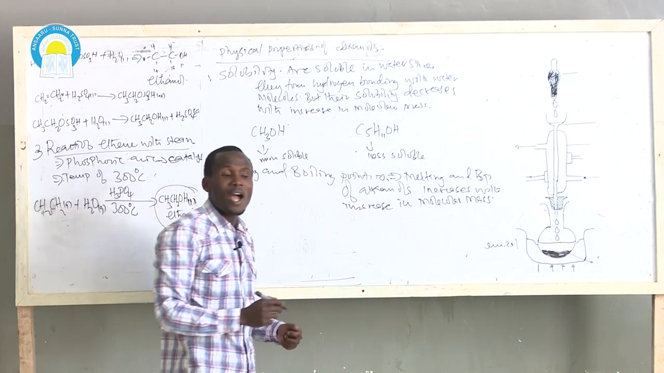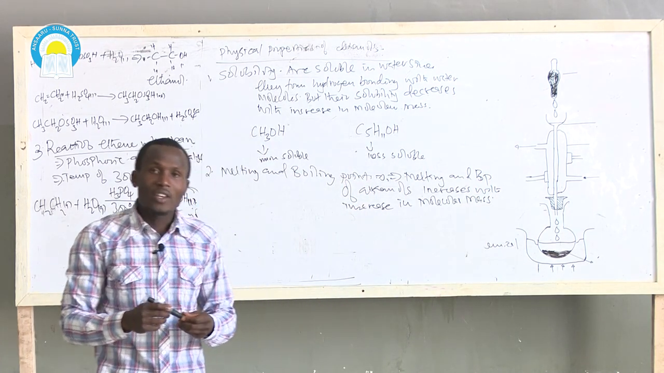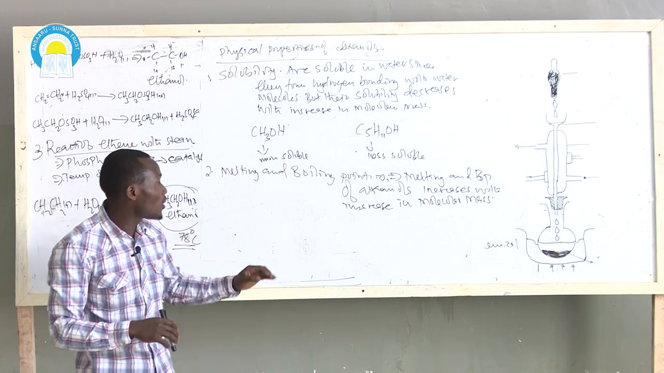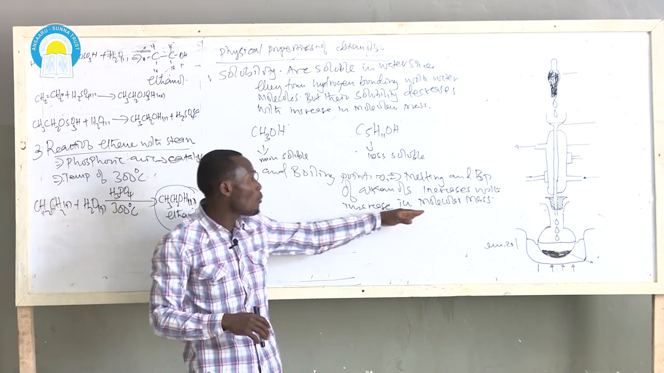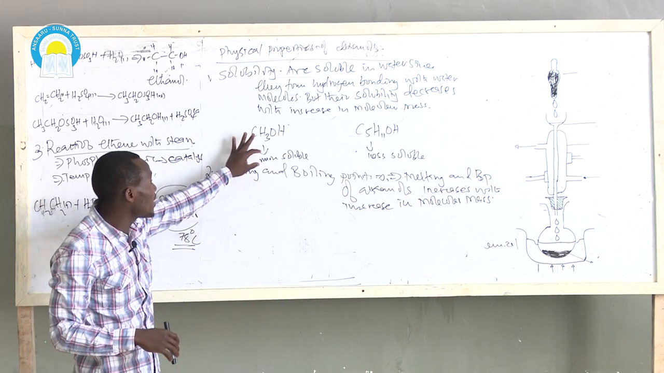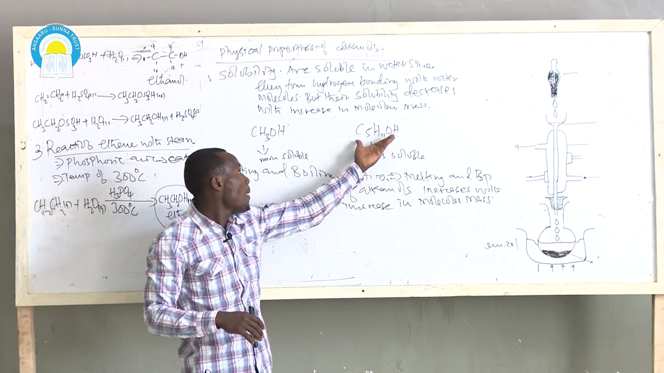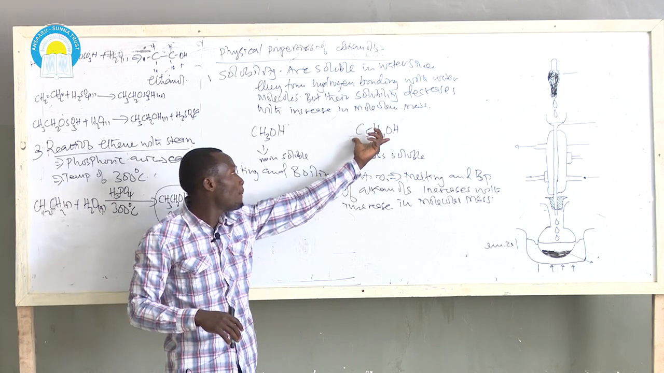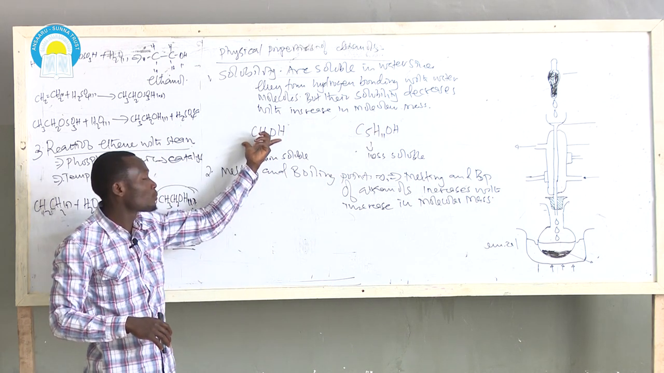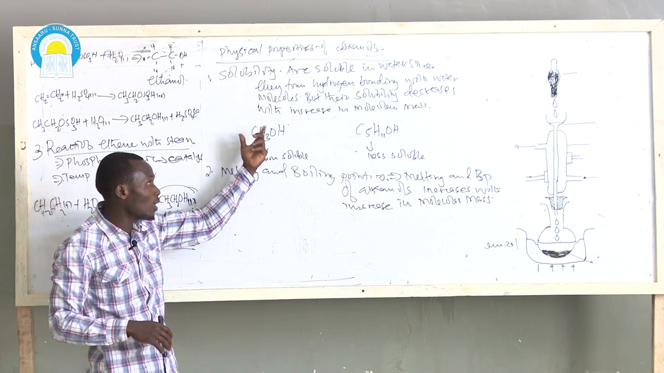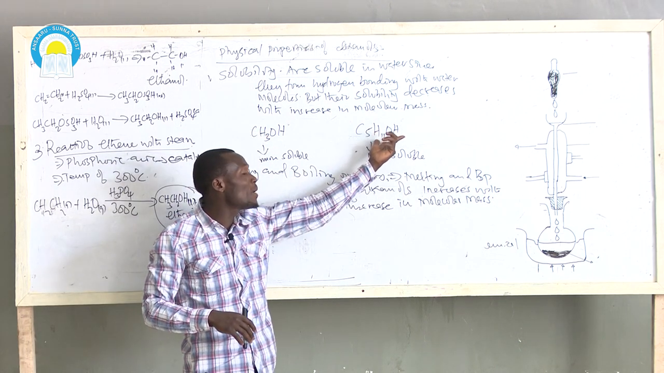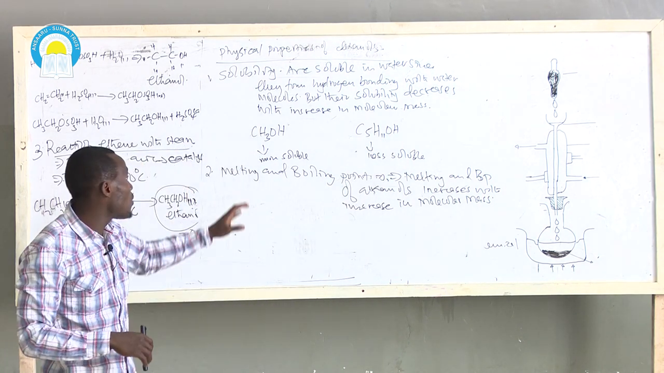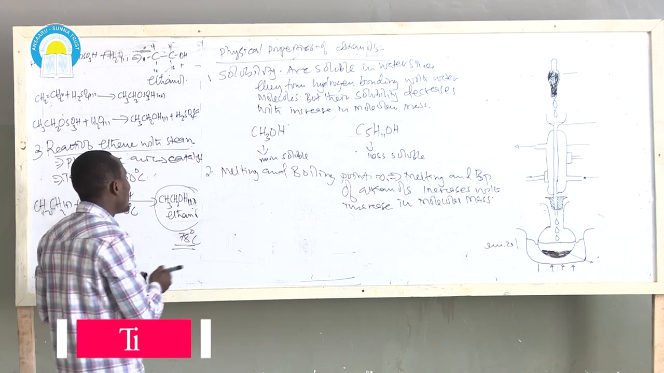As the molecular mass of the alkanol increases, the strength of the intermolecular forces of attraction also increases. Therefore, this results in an increase in melting and boiling points. For example, if you have methanol and pentanol, you find that the melting and boiling point of pentanol is higher than that of methanol. This is because pentanol has a bigger molecular mass, resulting in stronger intermolecular forces of attraction than methanol. Then we have the density.